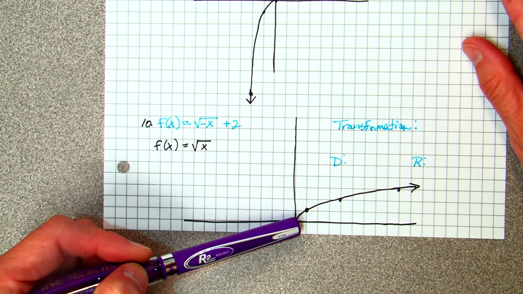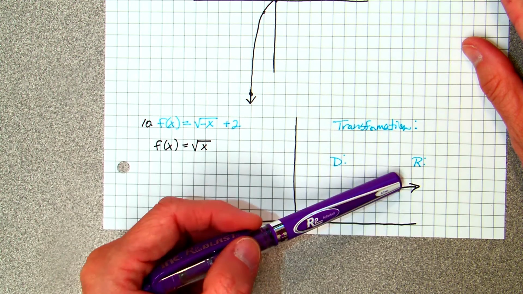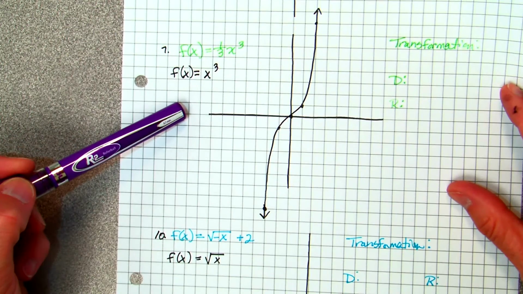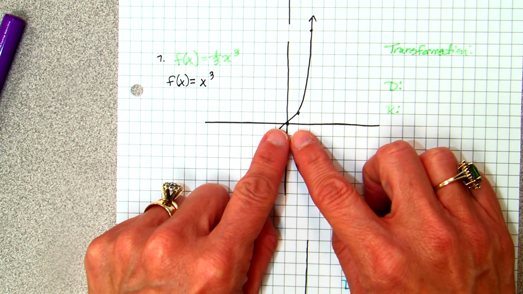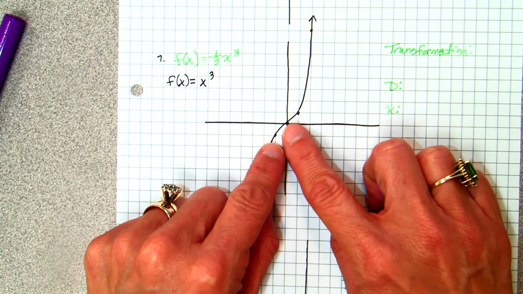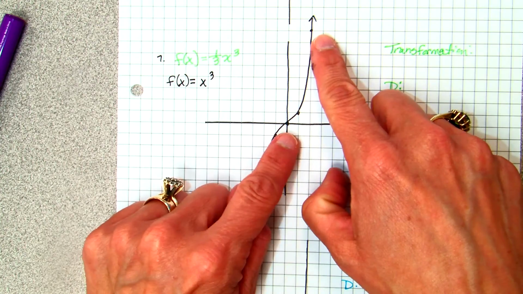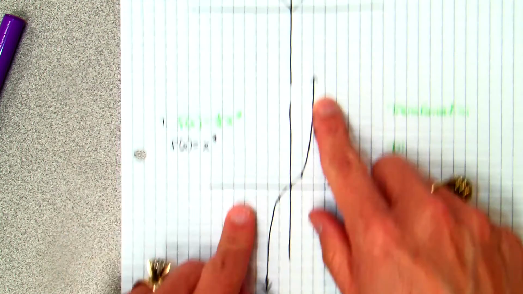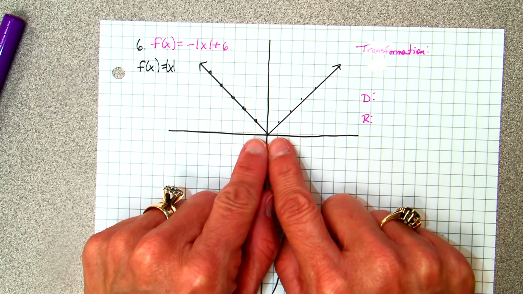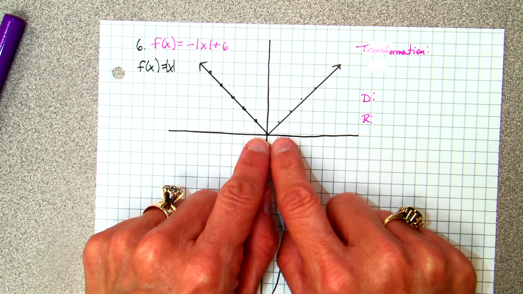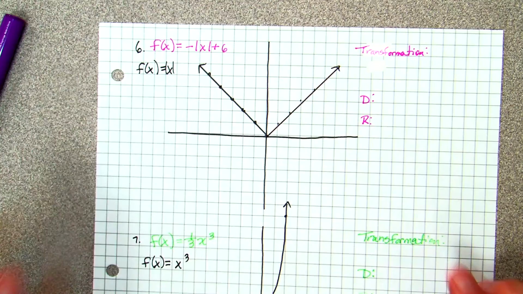Remember, 0, 0, out 1, up 1, out 4, up 2, out 9, up 3. And on the cubic function, the original x values and y values: you're at 0, out negative 1, down 1, out positive 1, up 1, out positive 2, up 8, and out negative 2, down 8. On your absolute value original, you start at the origin, and you're out 1 either direction, up 1, out 2, up 2, out 3, up 3. All your y values are positive on your absolute value function.